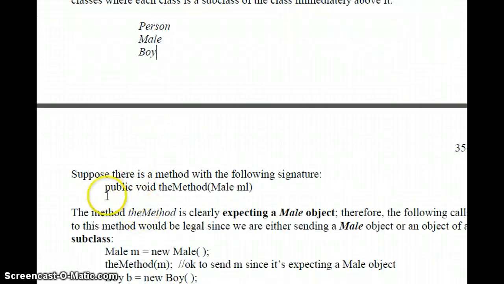Down here we have a method called the method, and in its signature it is expecting a Male object. According to this rule, we could send it a Male object, we could send it a Boy object, but we cannot send it a Person object. You can only send from this method down. You cannot climb the ladder.